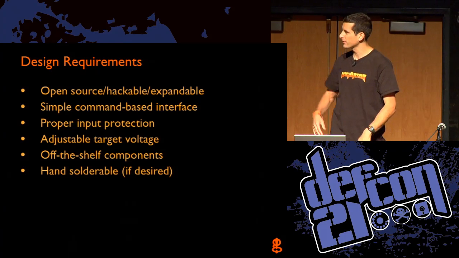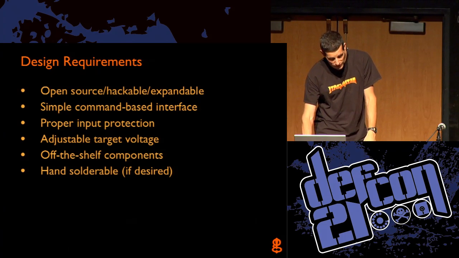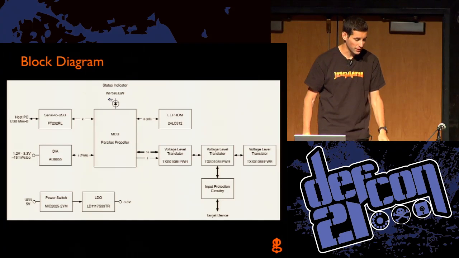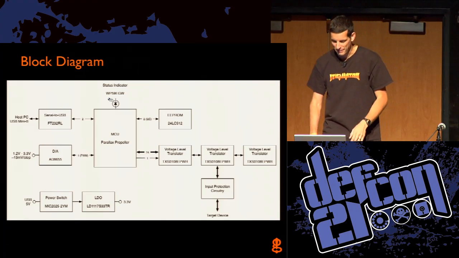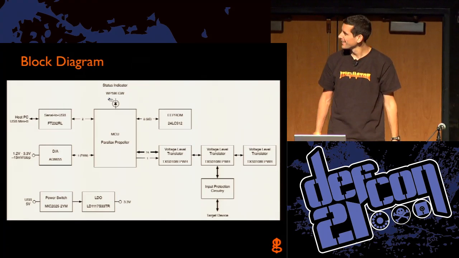All components are off the shelf, you can get them from DigiKey, and you could hand solder these boards if you want. I soldered 4 of them, and I'm like, forget it, I'm done. I'm going to let Parallax do it from now on.